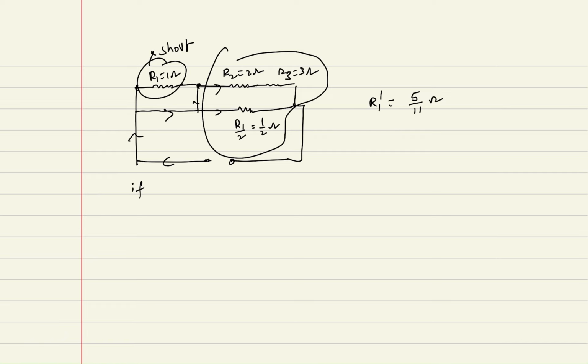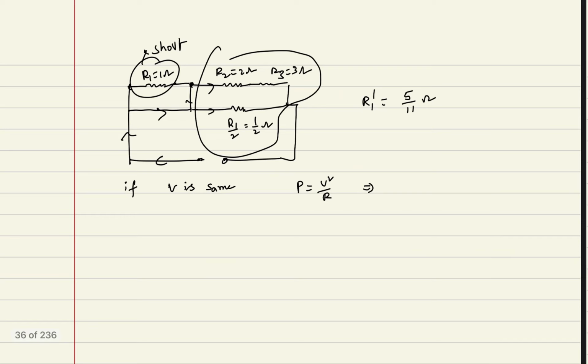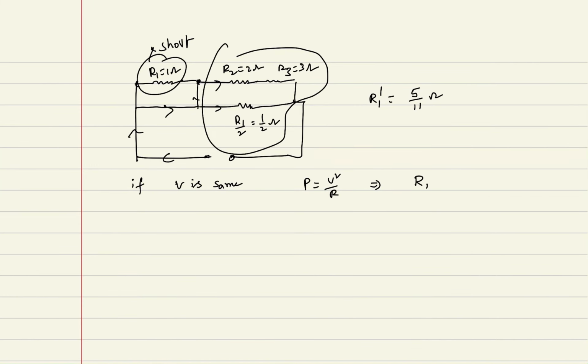Now again you observe this. According to question part C, they are asking what happens when a voltage of 6 volt is connected across A and B in circuit 1. If V is the same, we can say that P is equal to V square by R. Now you can see it is 5 by 11, and this one is 16 by 11.